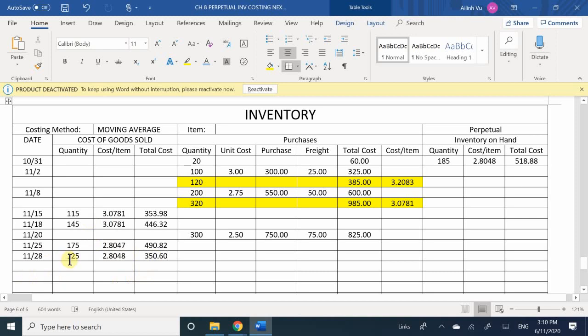All right, let's bring it over to here. Here we have 185. What is 185 minus this 125 units that we sold? That's the exact number that we're supposed to have left over. Let's go ahead and subtract our 518 with our 350, and what do we get?